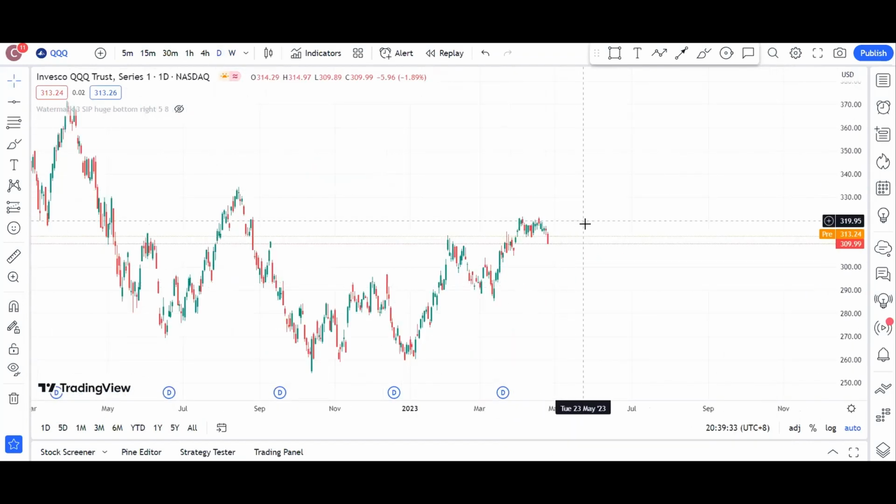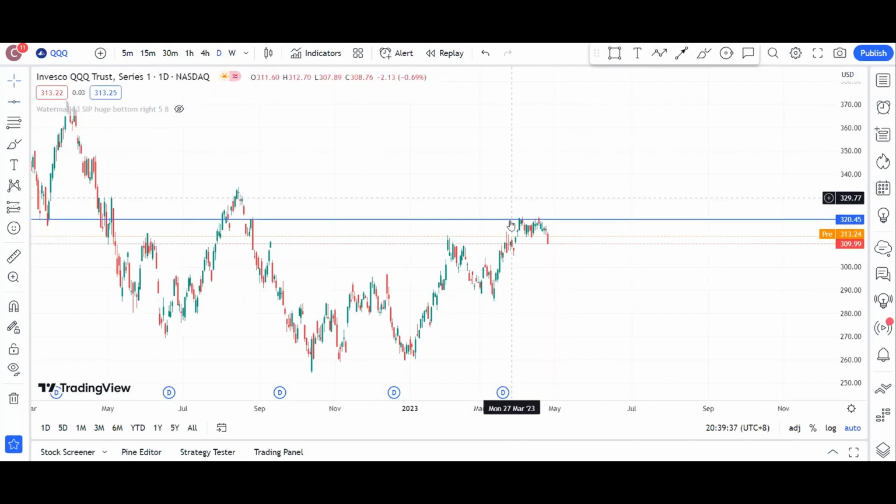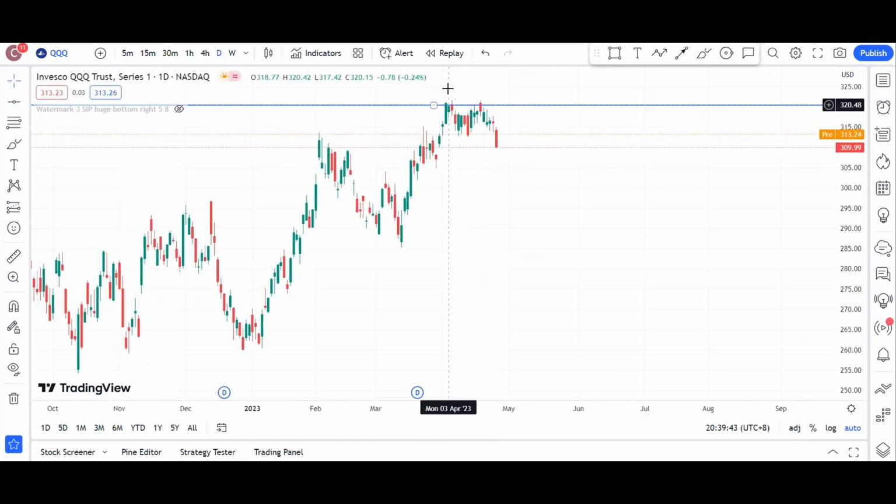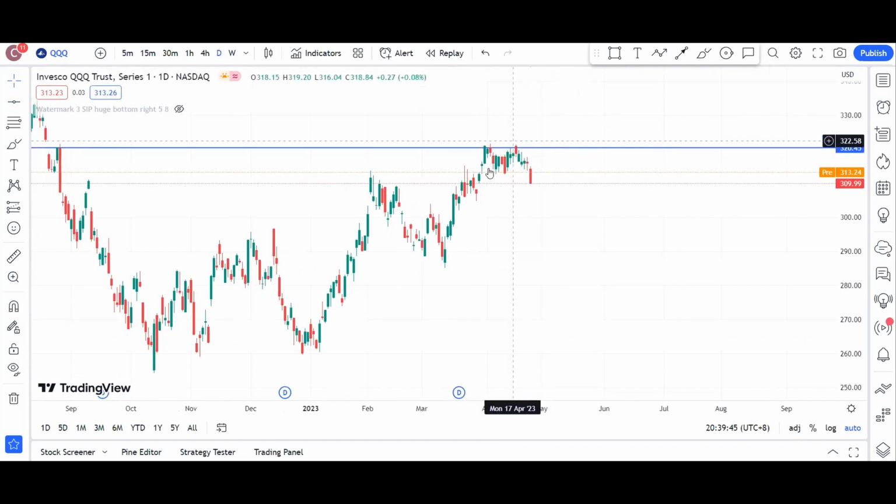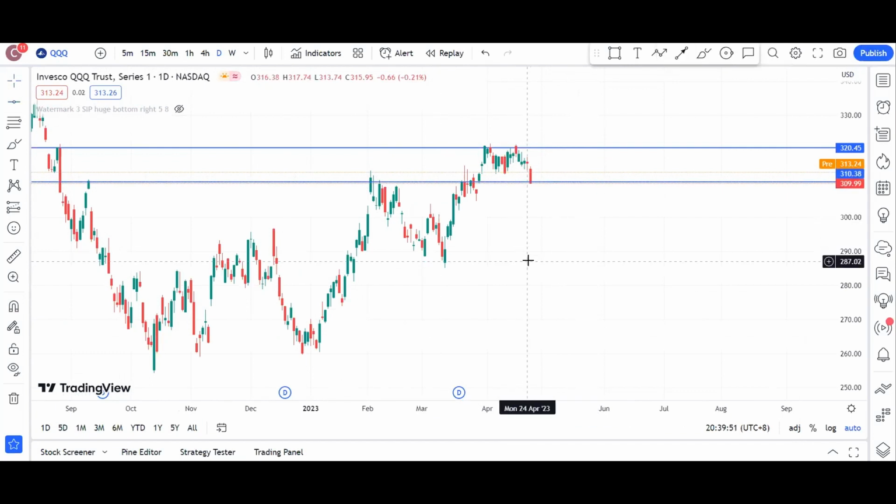Okay, QQQ, same thing. Immediate resistance is at 320.45, 320.5, right? Because from a double top, it's pretty much still range bound. But based on the immediate support, which is at around 310, price has already tapped the support level.